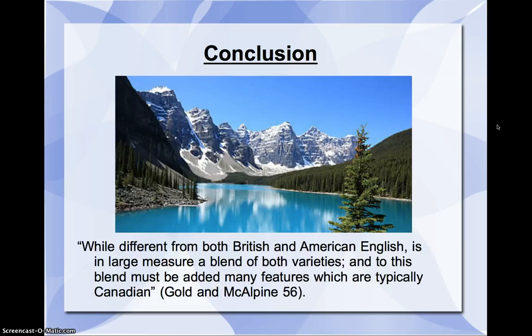While different from both British and American English, Canadian English is in large measure a blend of both varieties, and to this blend must be added many features which are typically Canadian. Gold and Alpine. So in conclusion, Canadian English contains many influences from other nations and regions due to a variety of cultural, political, and historical factors. However, just as American English and British English contain their own nuances and differences, so does Canadian English. Therefore, just as David Crystal stated, it does not appear these variances in English will fade into history anytime soon.